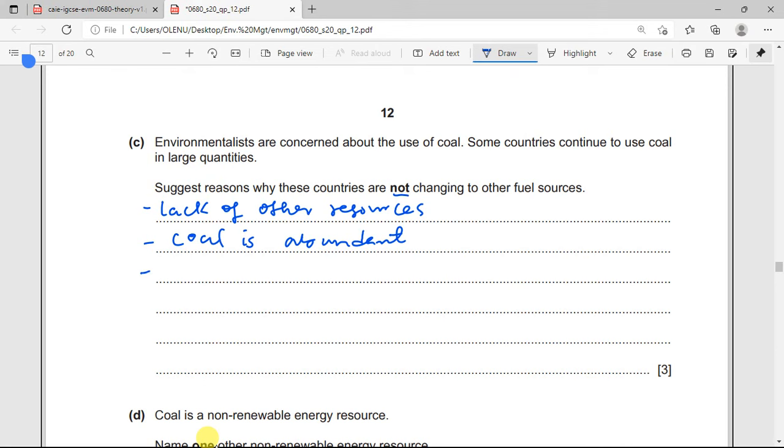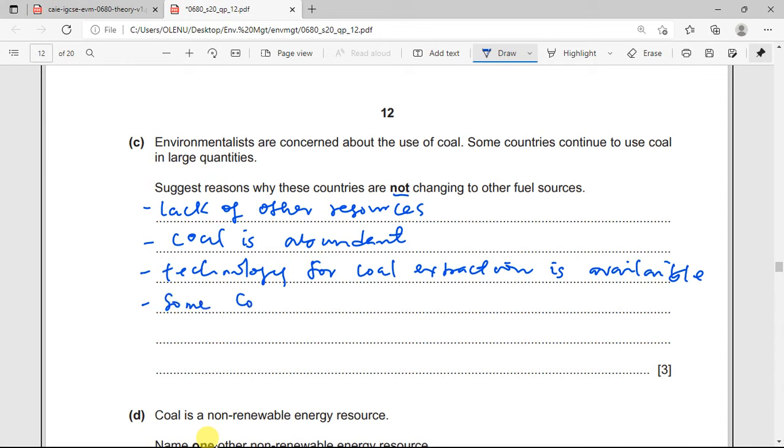They will not change also because the technology for coal extraction is available. And another thing is some countries do not make pollution a priority. So that's all.